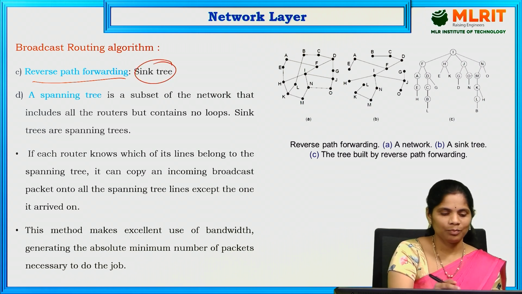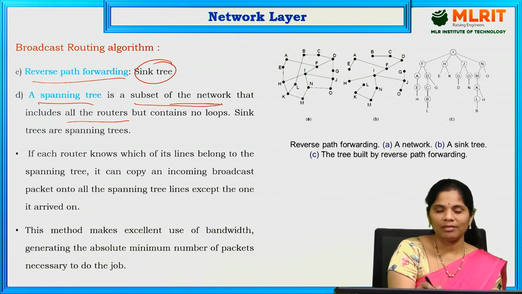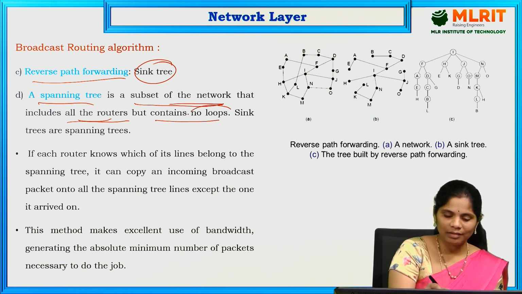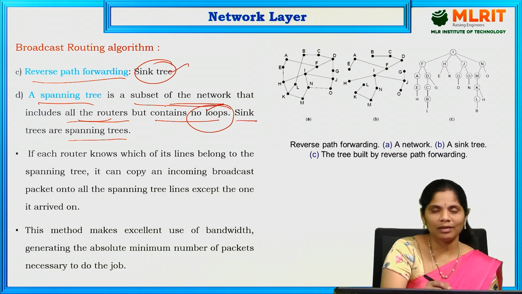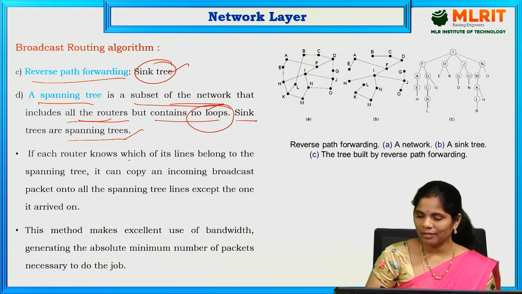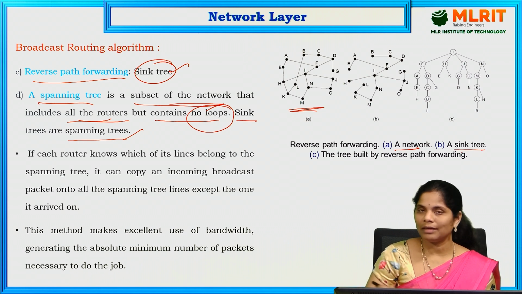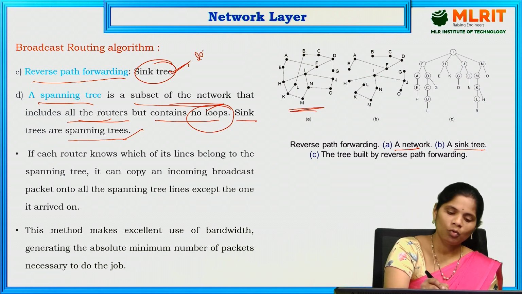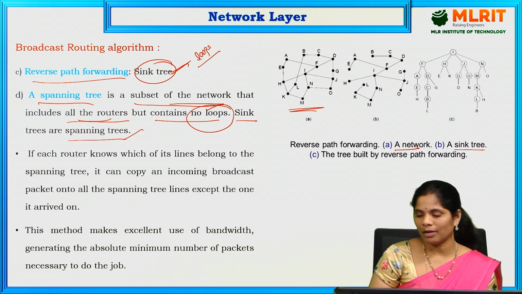Before going to that, first we will see the spanning tree. What is a spanning tree? A spanning tree is a subset of the network that includes all the routers, but there are no loops. The main condition is that there are no loops. Sink trees are spanning trees. See in this picture: A is the total network, and B is the sink tree. A sink tree is one in which there are no loops and no repetitions in that network.